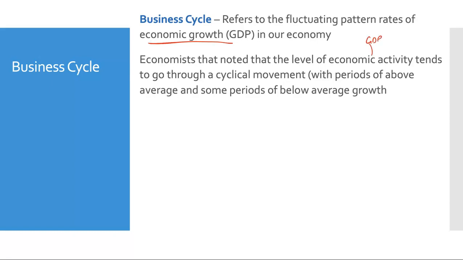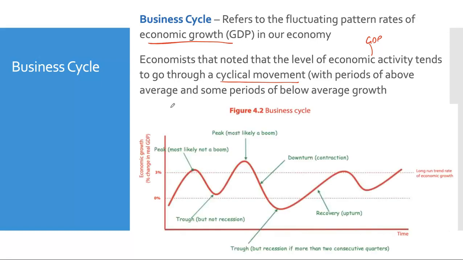GDP, tends to go through what we call cyclical movements. This is where we have periods of above average GDP and some periods with below average growth in GDP. And this is what we mean by the business cycle and the cyclical nature.